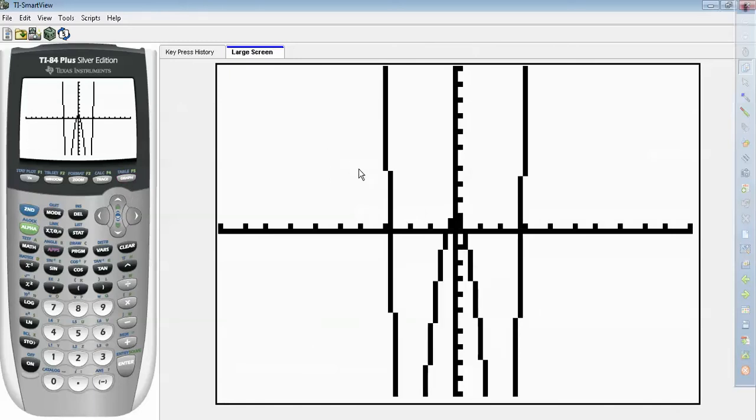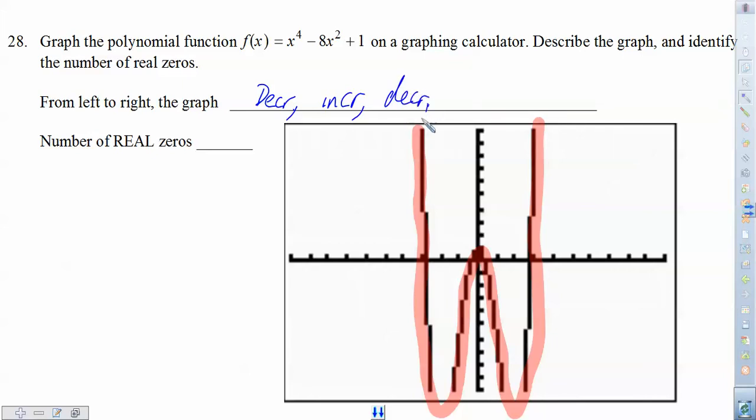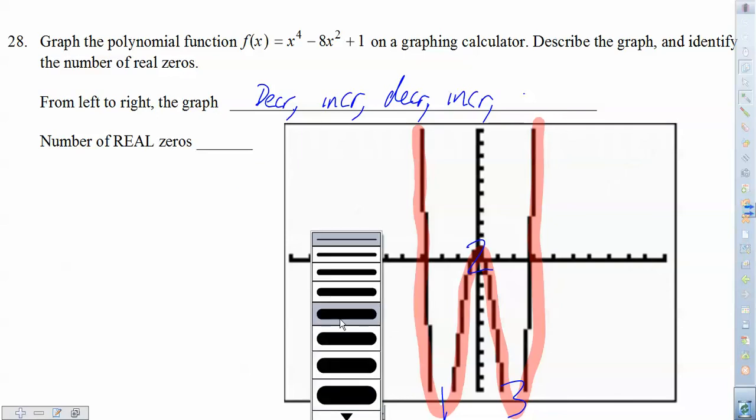Look at that. And what they want you to do here with this is describe what happens to this graph as you move from left to right. You move from left to right, the graph decreases, eventually turns increases, decreases, and increases. Okay? So decreases, increases, decreases, and increases. Changing directions 1, 2, 3 times. Number of real zeros, that's where the graph crosses the x-axis.